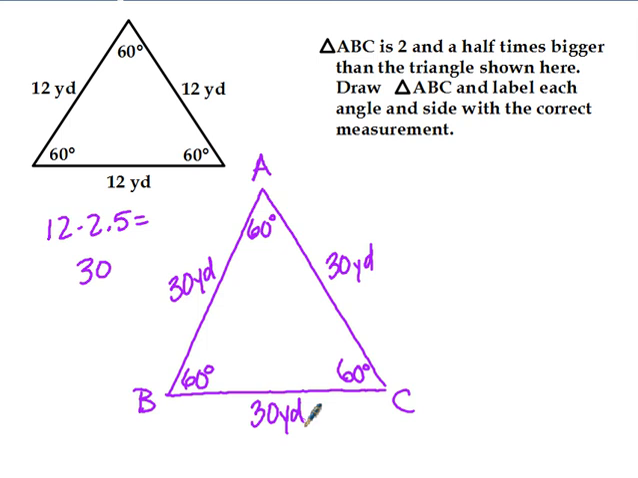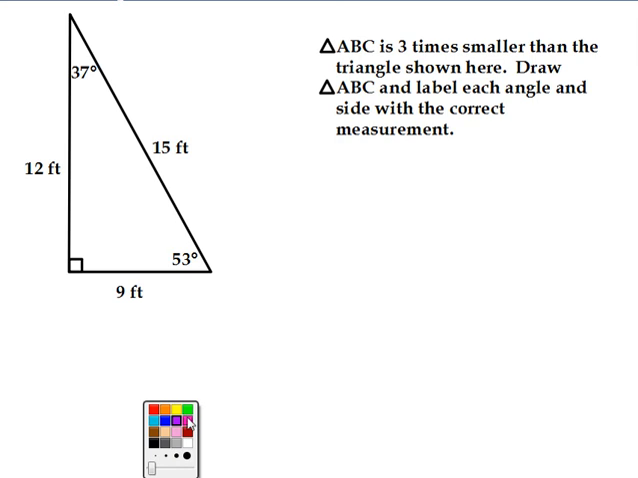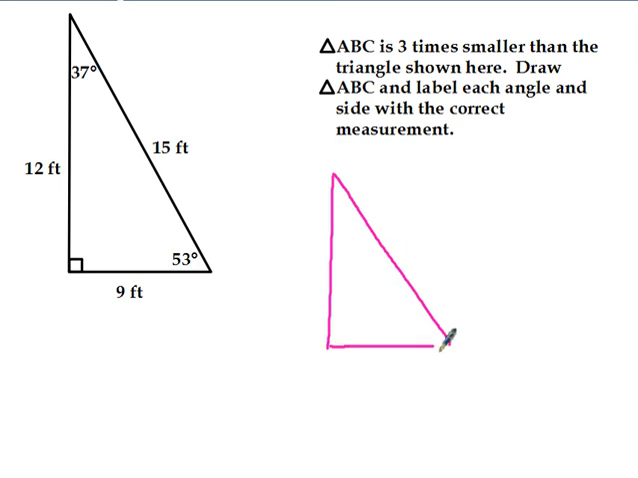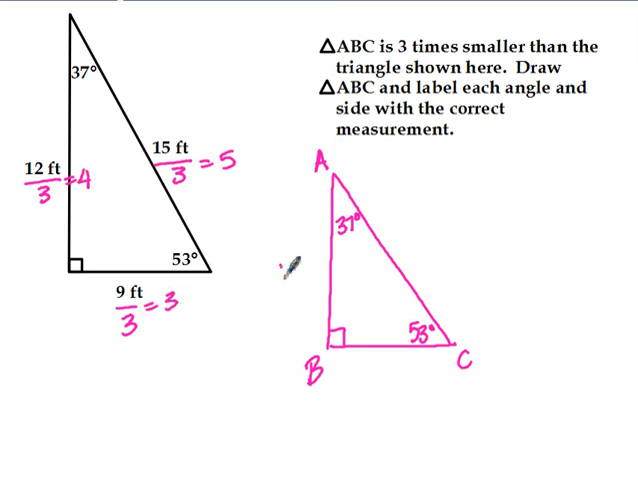Okay, last one. So triangle ABC is 3 times smaller than the triangle shown here. So we're still going to draw it, and it doesn't matter where you put A, B, and C. Okay, remember, your angles stay the same. So that's still 90, this is still 37, this is still 53. Now, it's 3 times smaller, so I'm going to divide all of these by 3. So my left side is going to be 4 feet, my hypotenuse here is going to be 5 feet, and the bottom is going to be 3 feet.